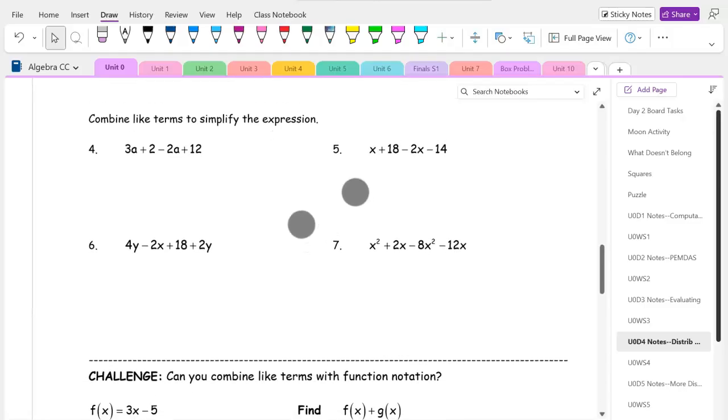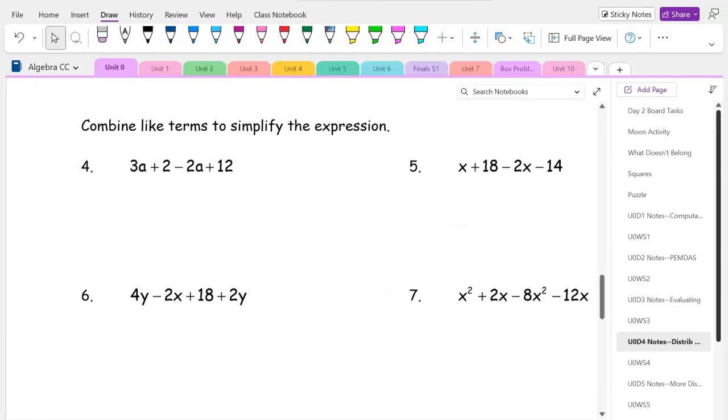All right. So now let's go ahead and practice that. First thing you want to do is find your like terms. Highlighters can be really helpful. So I have a 3a. I'm going to look for another a. Here it is. Whatever sign is in front of it matters.